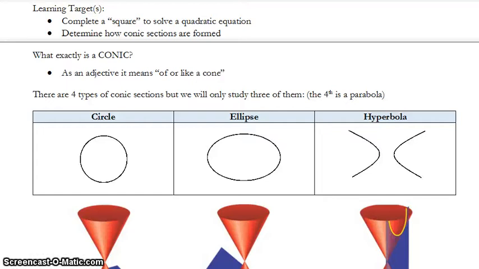Alright folks, in today's video we are going to talk about two major things. First is what a conic section is, how they're formed, and some of the basic terminology. The second major piece of information we'll learn about is called completing the square, and it's actually an algebra idea, and it goes back to factoring quadratics.